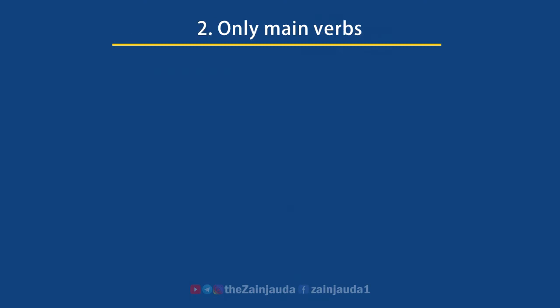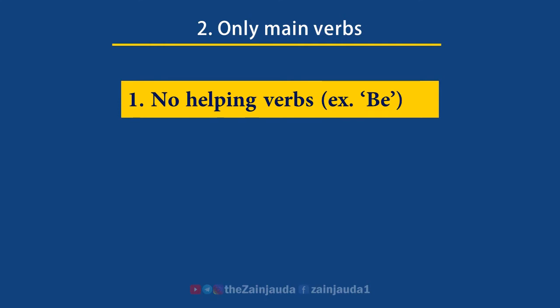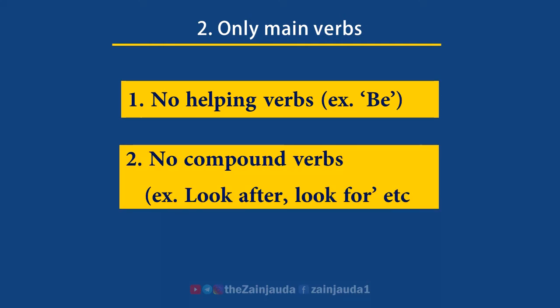The second significant point about Arabic is that Arabic has only main verbs. And the most interesting thing is that only simple verbs are available. So there are no helping verbs in Arabic and there are no compound verbs as well.